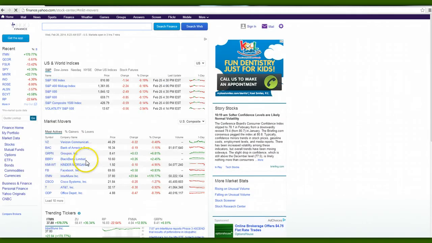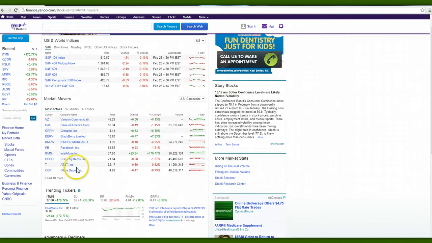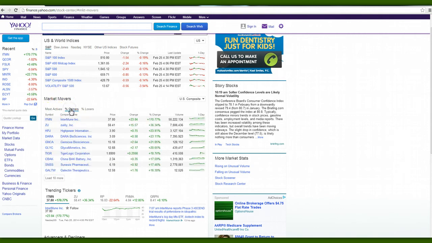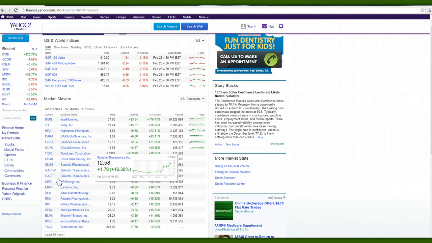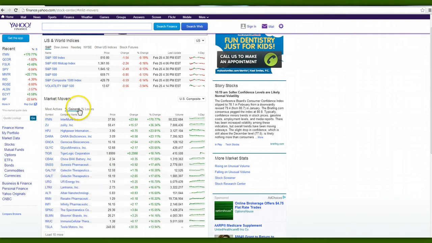Once you get to this page, you're going to see different sections. Here, you can see yesterday what the most active stocks were, what the biggest gainers were, and what the biggest losers were. Go to this section and then click on biggest gainers or biggest losers just to see which stocks moved. Here, for example, ITMN was one of the biggest gainers yesterday. It had 50 million in volume. It changed over 170%. It was up $23.